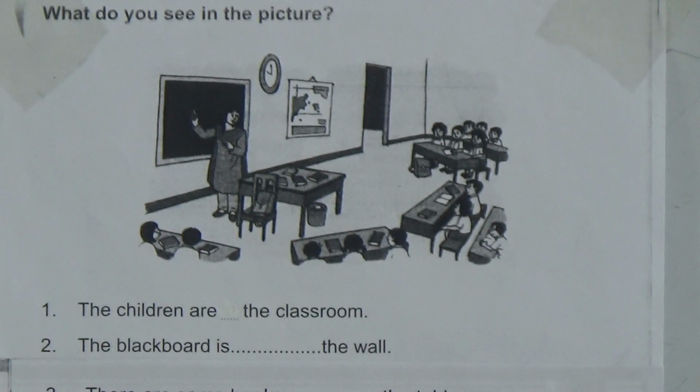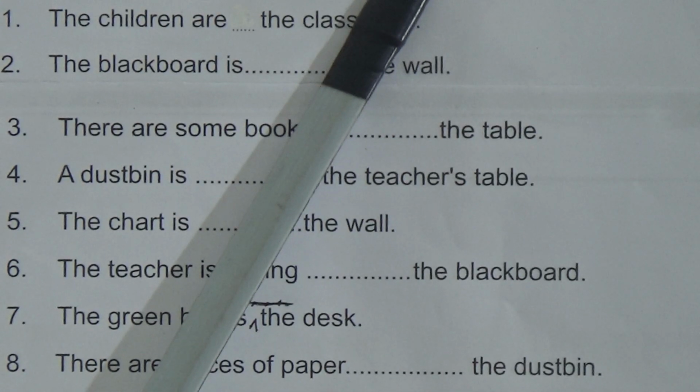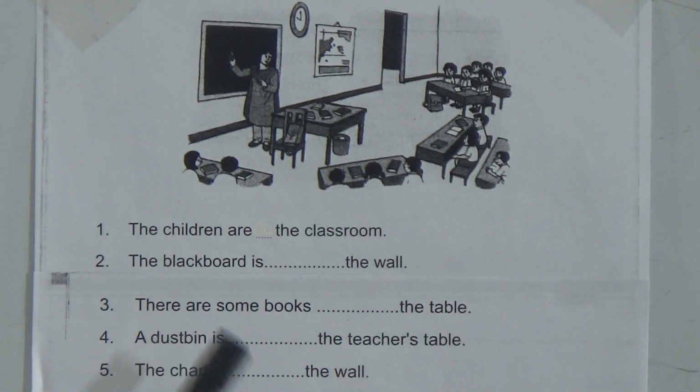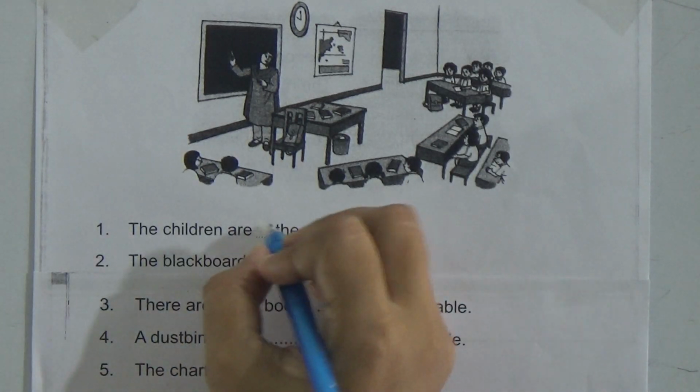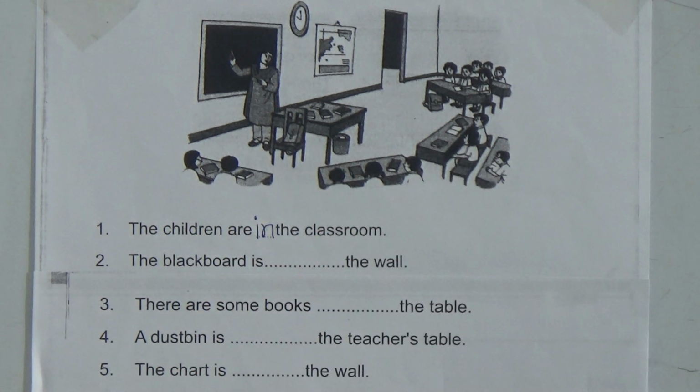And number 1, what is number 1? The children are dash the classroom. So where are the children? The children are inside the classroom. So what will you write here? Yes, we will write here in. The children are in the classroom.